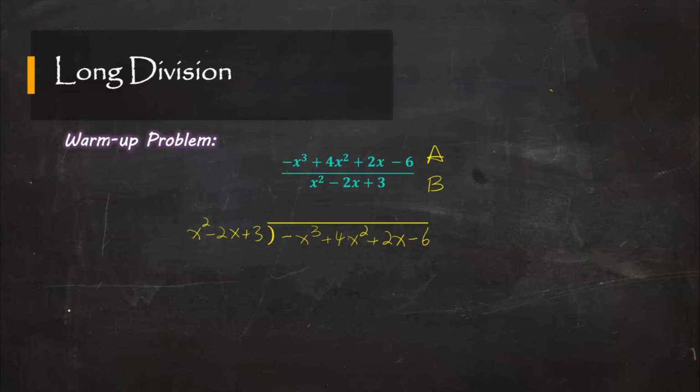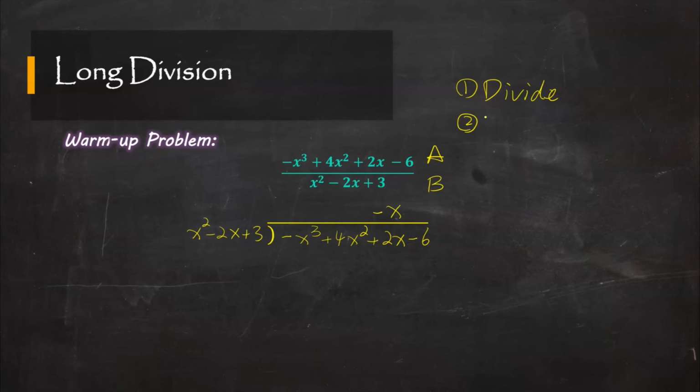Okay, so our first step is divide. We find the highest power, which is 3 here, the first term of polynomial A, divided by the first term of polynomial B. So we have negative x, right?